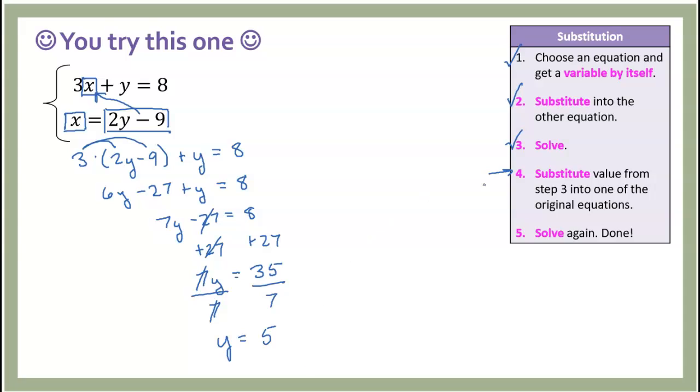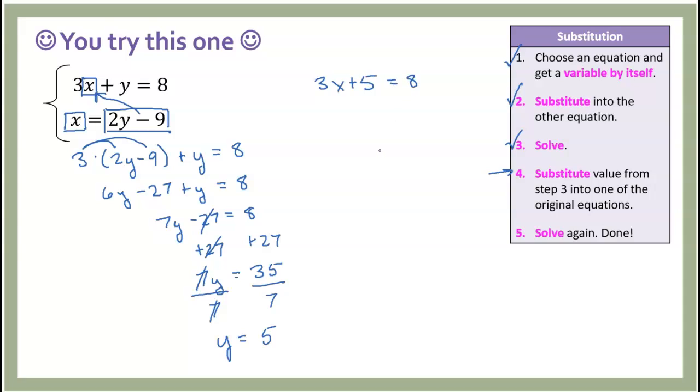We still have this next step to do, substitute. So we're going to substitute this y into one of these equations. Let's try this first one. Let's do it up here. So we have 3x plus y, but we have a value for y, so we're going to put in 5, and then equals 8.